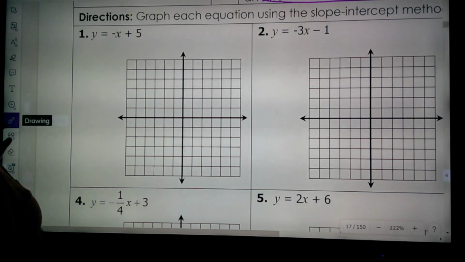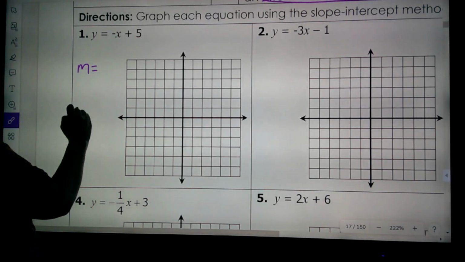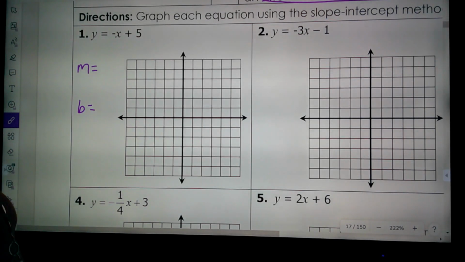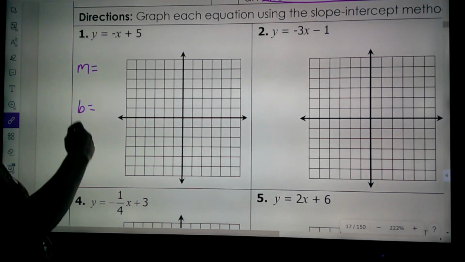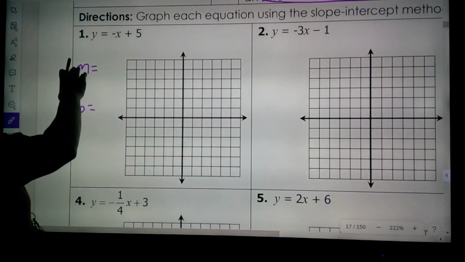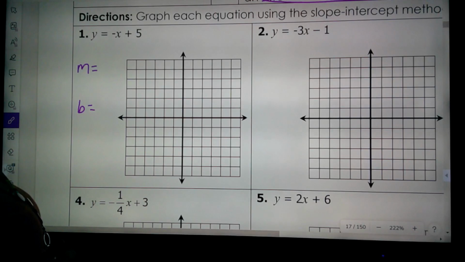Alright. So the first thing you want to do is pull out the slope and the y-intercept. After you've had some practice, you can do this without writing it down. You can do it in your head. But for the first page at least, I want to see your m and your b. I need to know that you know what your slope and y-intercept are.